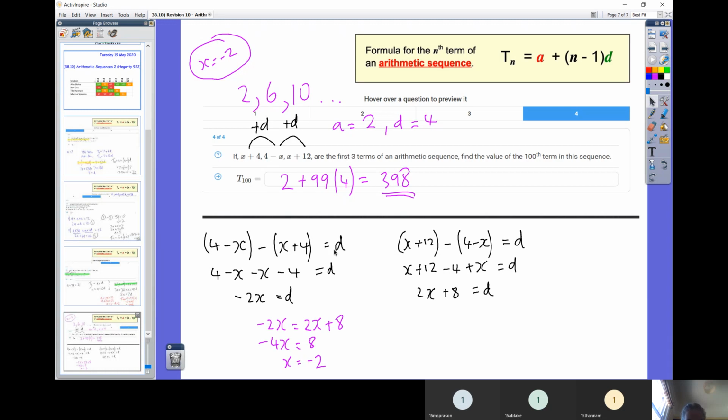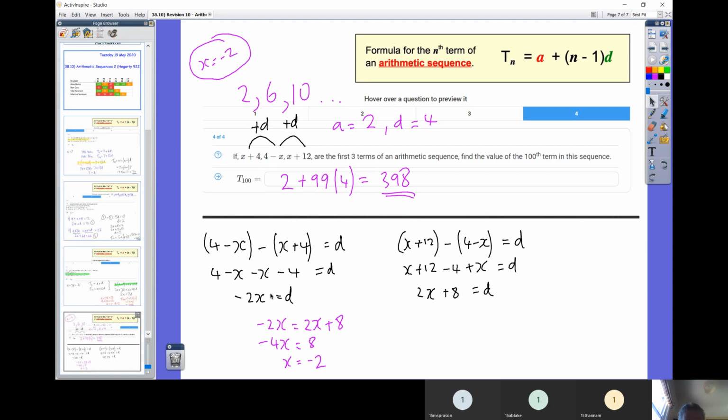So then you just work out the algebra. Be careful. We've got like a minus 1 here. Minus x minus 4. So 4 minus x minus 4 equals d. Minus 2x equals d. Okay, so equation number 1. And then over here, x plus 12 minus 4 plus x. Minusing a minus x is plusing x equals d. Gather up your x's, gather up your normal numbers, we get 2x plus 8 equaling d.